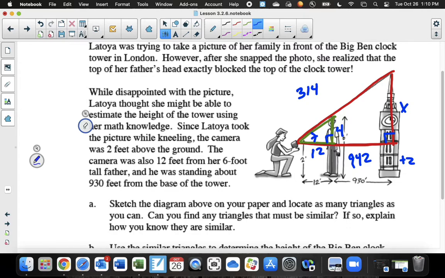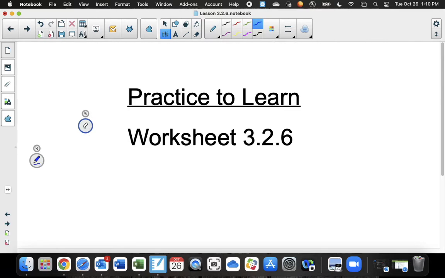All right, your assignment: Worksheet 326 is the last one for the packet. Tomorrow, chapter 3 team test.